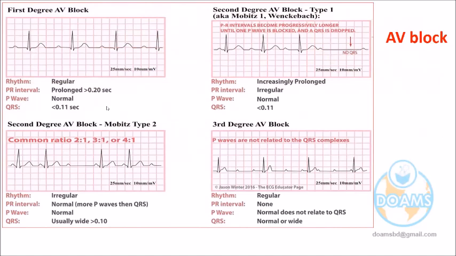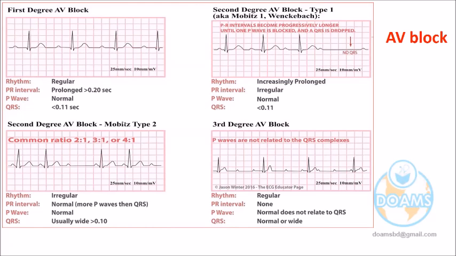So all the blocks are in the same picture. Make a snapshot, doctor, and try to match it with the ECG on your mobile phone. Any block ECG you find in your practice. So this is the first degree AV block. Second degree Mobitz type 1. Another name is Wenckebach.